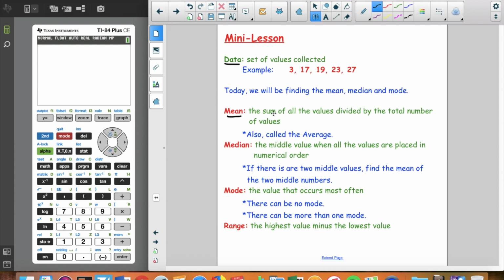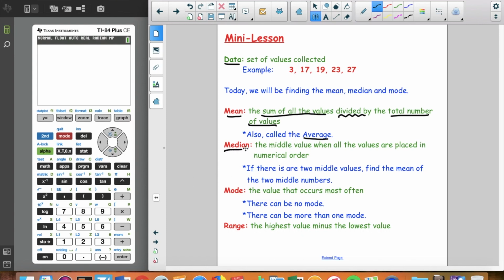So the mean is the sum of all the values divided by their total number of values. So let's look at this. We have 1, 2, 3, 4, 5 values. So that would be the total number of values. Also, it is called the average. You can interchange these two words.